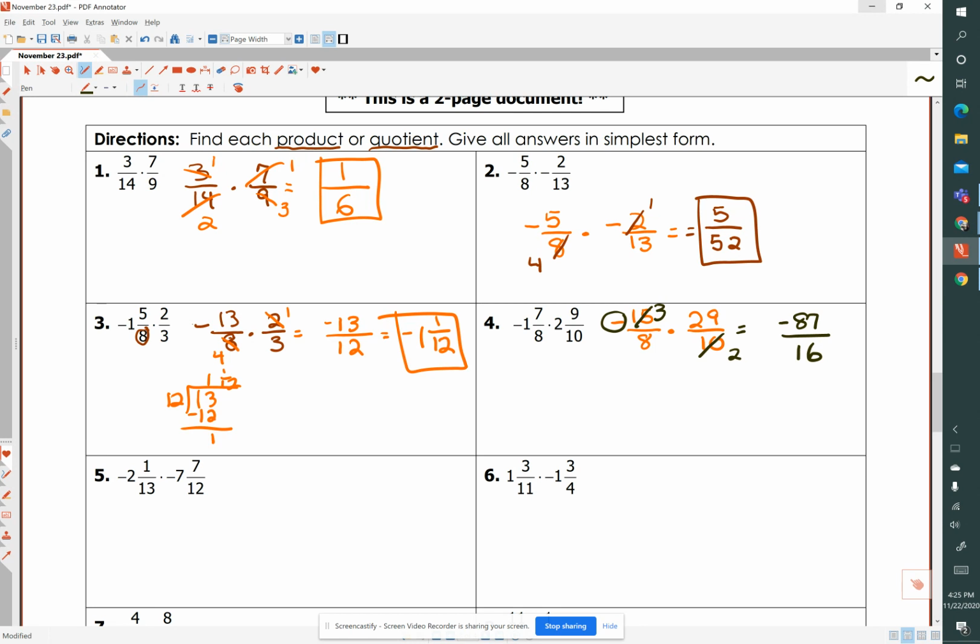And we can simplify that as well. So let's see, 87 divided by 16 is... 16 times 5 is 80, with 7 left over. So that would be -5 and 7/16.